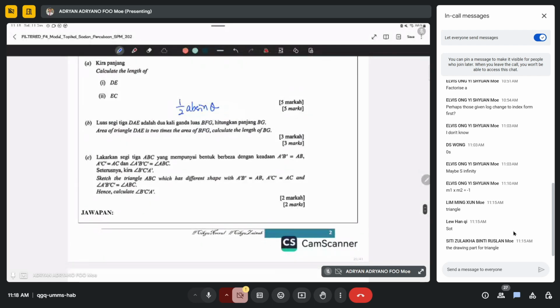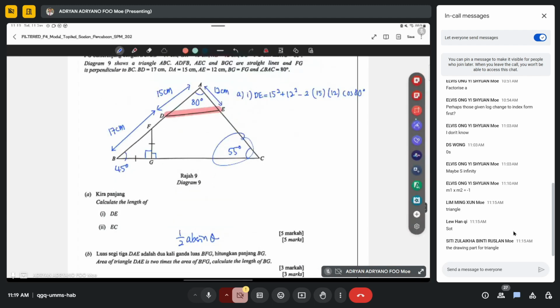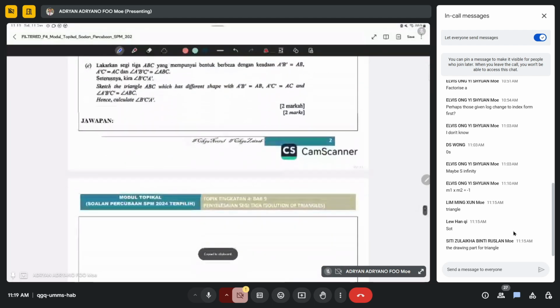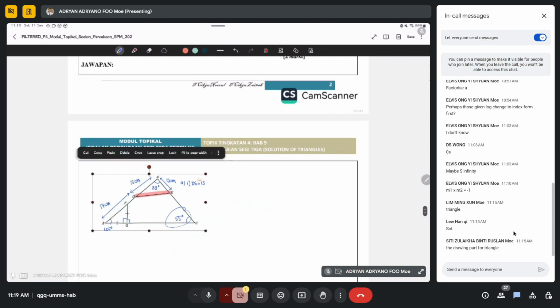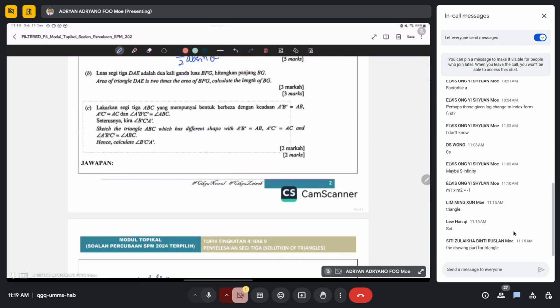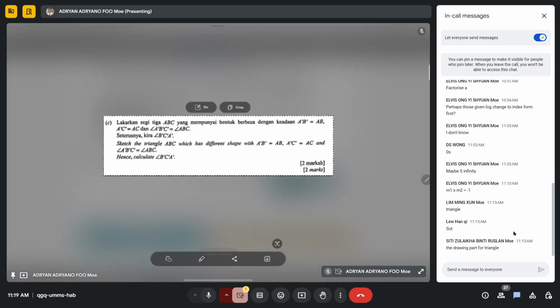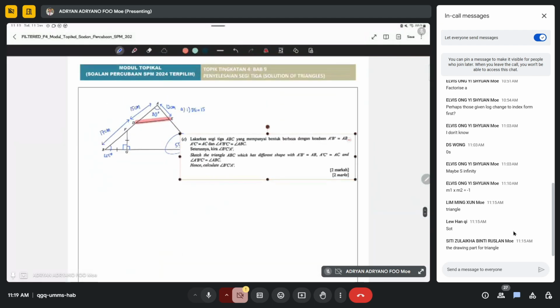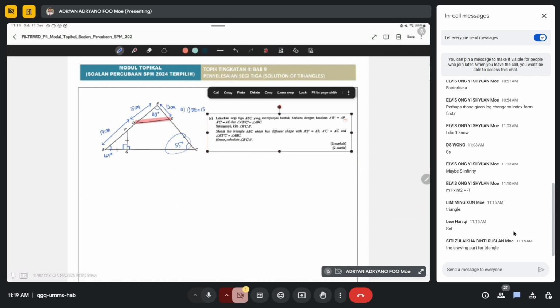Okay, now the problem is here. Question C: sketch the triangle A'B'C' which has a different shape, with A'B' equal to AB, A'C' equal to AC, and angle A'B'C' equal to ABC. Hence, calculate angle B'C'A'. This kind of question is actually very simple. Screenshot this diagram, because usually I ask students to do this. Ambiguous is not difficult, it's easy, as long as you know the technique. I'll teach you the technique now. Ambiguous means one triangle, and I can draw another triangle inside it.